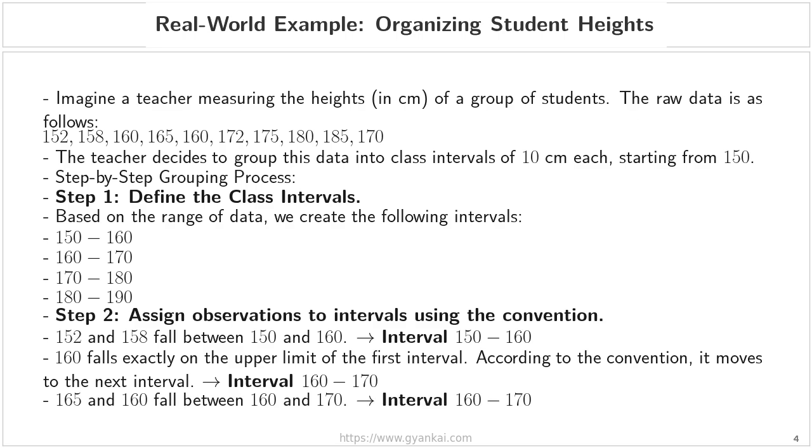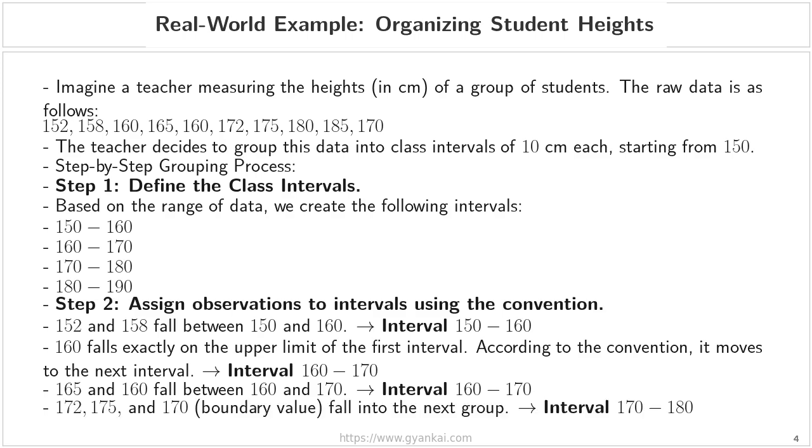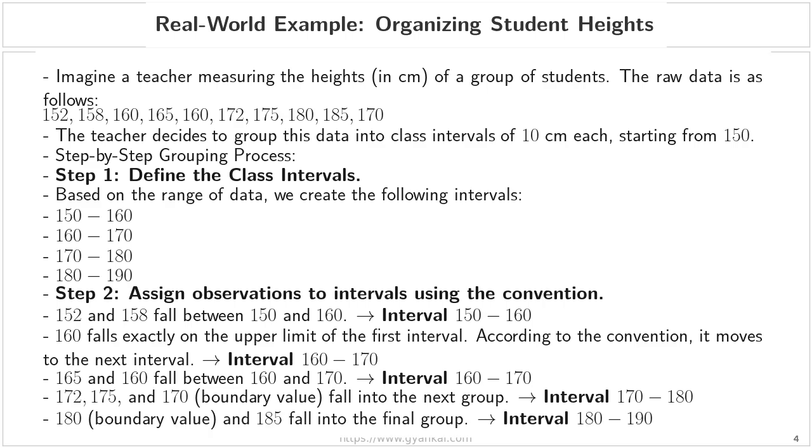Continuing through the list, we see 165 and another 160. Both of these fit perfectly into that second interval, the 160 to 170 group. Moving further up, we have 172, 175, and the value 170 itself. Just like before, because 170 is a boundary value, it moves up, placing all 3 of these values into the 170 to 180 interval. Finally, we have 180 and 185.